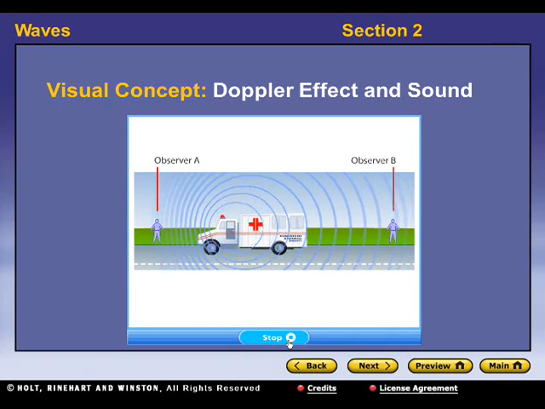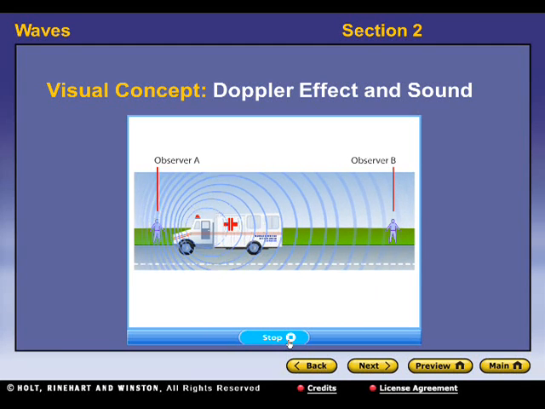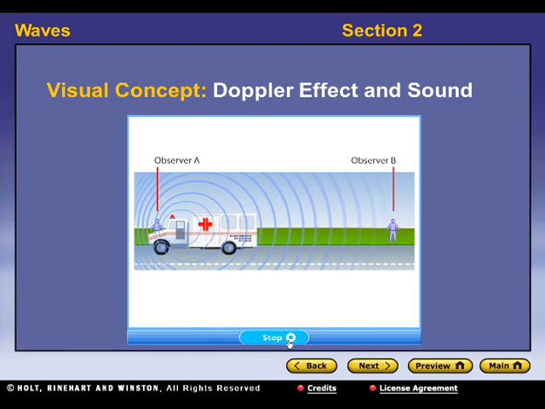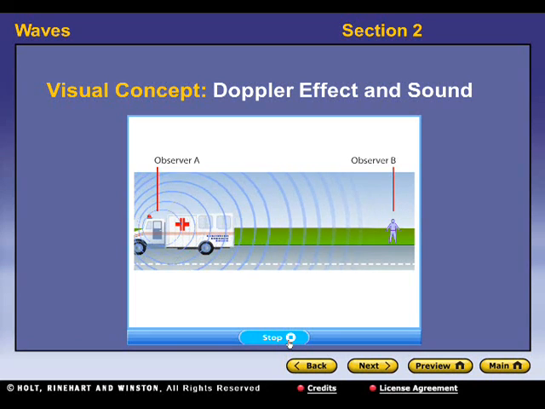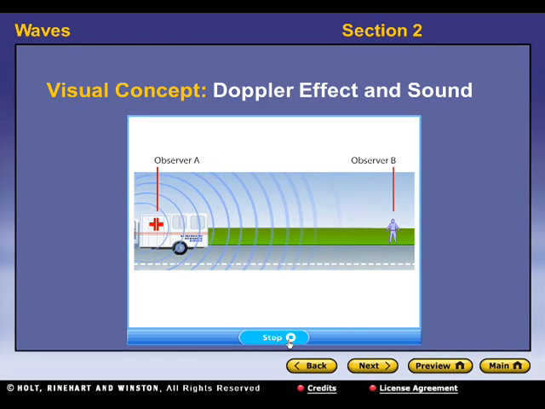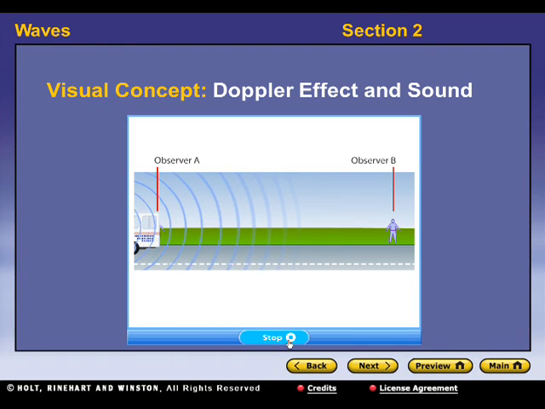Observer A hears wavefronts arriving very close together in time. Wavefronts that arrive closer together have a higher frequency. Observer B hears wavefronts that are spaced far apart. Wavefronts that arrive farther apart have a lower frequency. This accounts for the higher pitch you hear when an ambulance is approaching you, and the lower pitch you hear when it is traveling away.